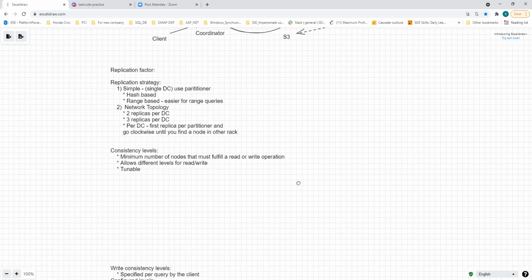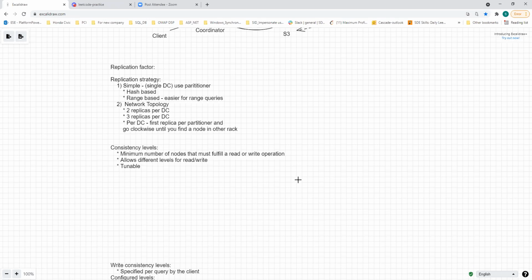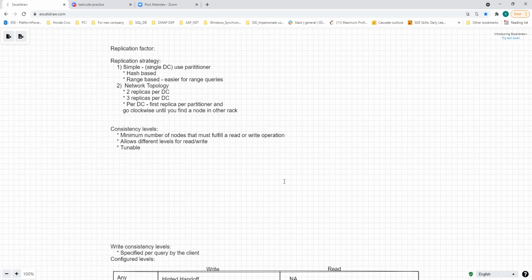Yeah. Okay. So now, when we are talking about consistency levels, that is very important in Cassandra, even though it's a very normal topic for most of us. The consistency level is configurable, tunable. It specifies the minimum number of nodes that fulfill a read or write operation, based on the replication factor and all that. And it allows different levels for read and write.